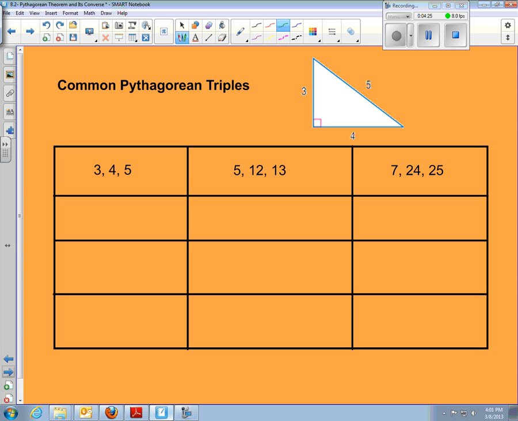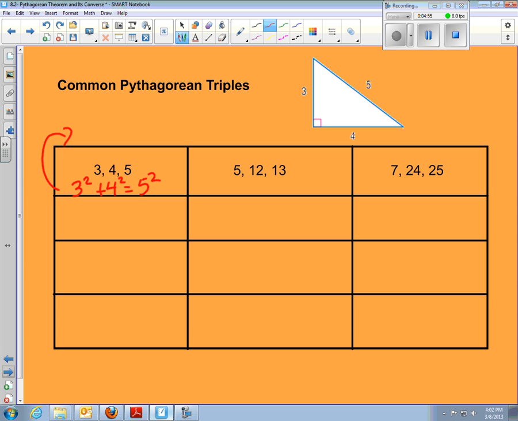Next thing we see here, it says common Pythagorean triples. A Pythagorean triple is 3 numbers that will always work out to give us a perfect right triangle Pythagorean theorem. Whole numbers, really nice to work with. If we look here at our first example, 3, 4, and 5, if we take 3 squared and we add it to 4 squared, that should equal, oops, I almost started to give away the answer, 5 squared.